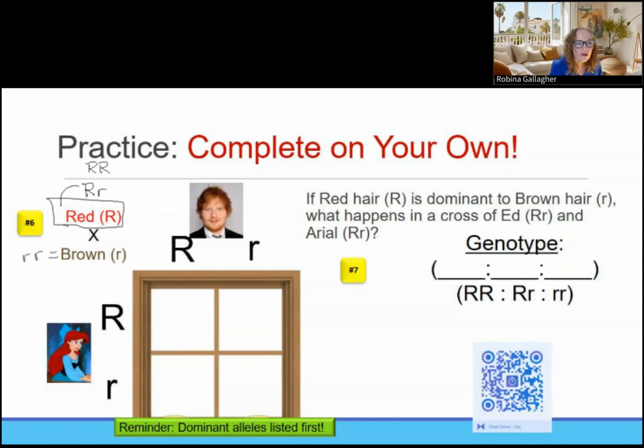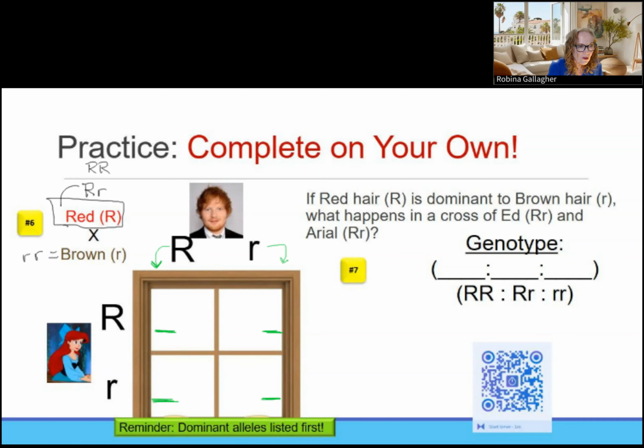Ed is heterozygous, okay? So what you're going to do is take Ed's dominant allele and put it right here and right here, okay? Then you're going to take Ed's recessive allele and put it here and here.